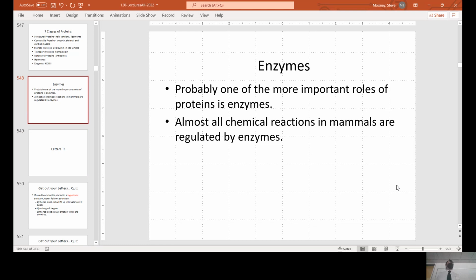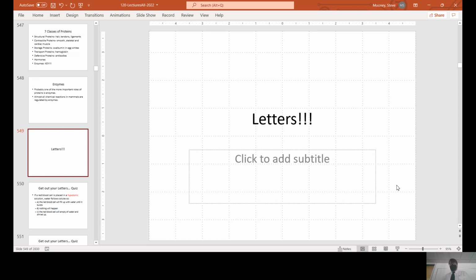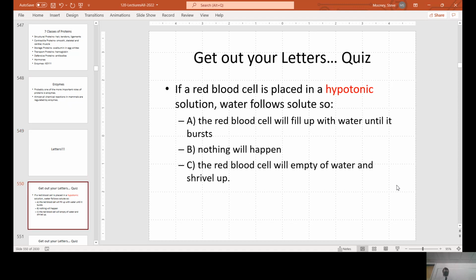Any questions on proteins? Everybody understand the structure and how they form and what the building blocks are? We'll come back to them again and again. We'll keep running into those things over and over again. So why don't we pull out your letters and see how we're doing with hypotonic, hypertonic, and isotonic.